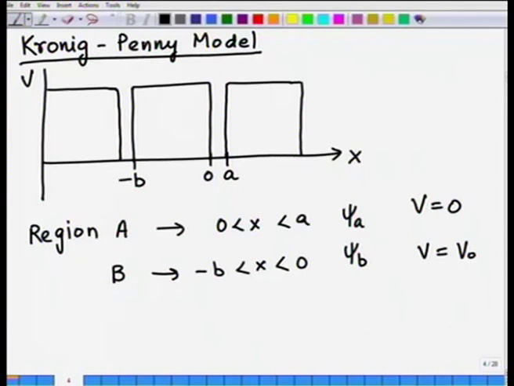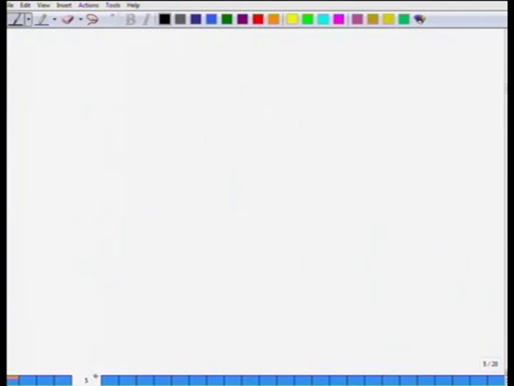So, what is the problem at hand? In this potential we want to solve the one dimensional Schrodinger equation. What is the Schrodinger equation we are going to solve? Of course, let us write it down now. For region A, what is the equation? The equation will be d square. I can write it with a partial derivative, because it is a function of only one dimension, position x.